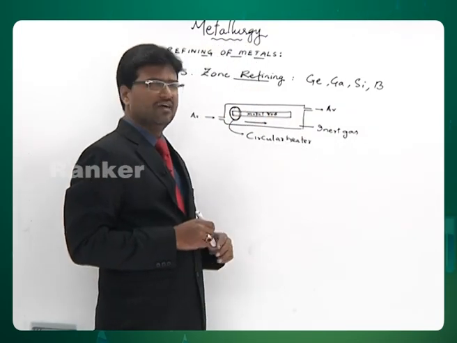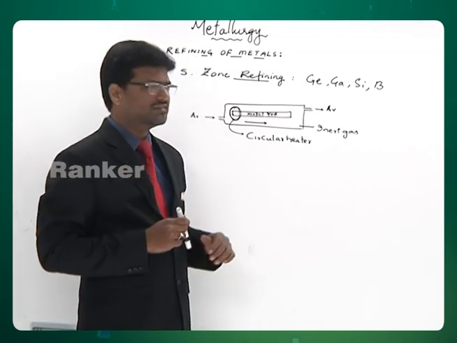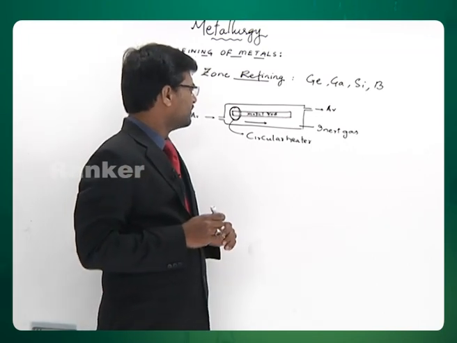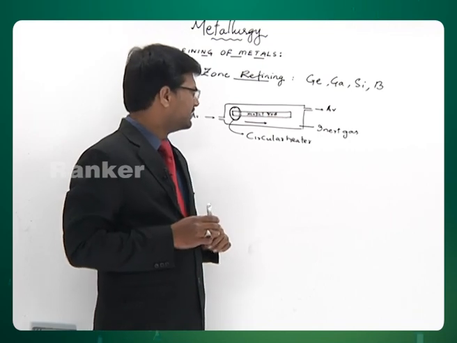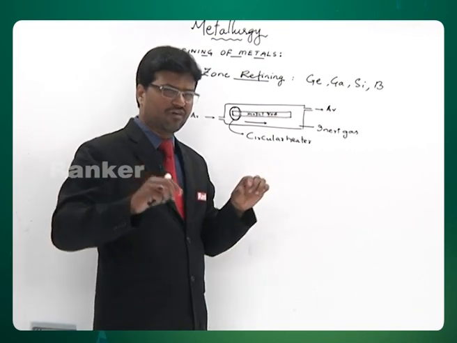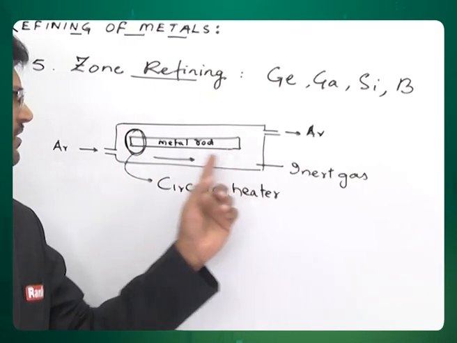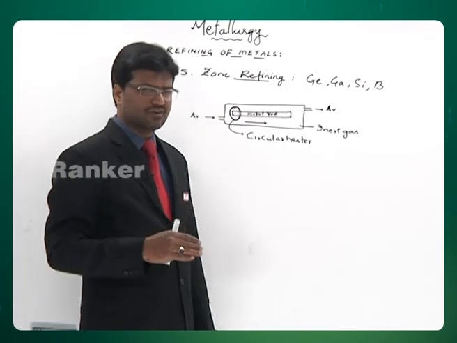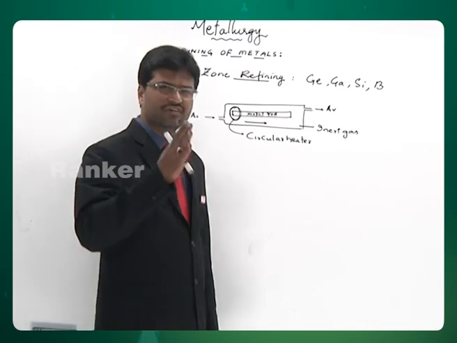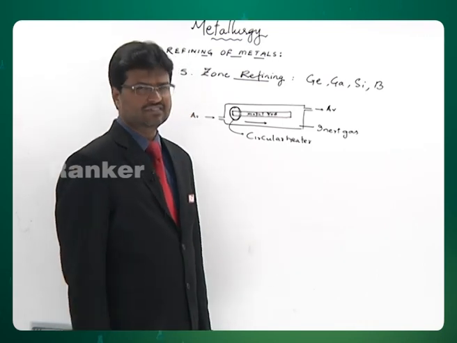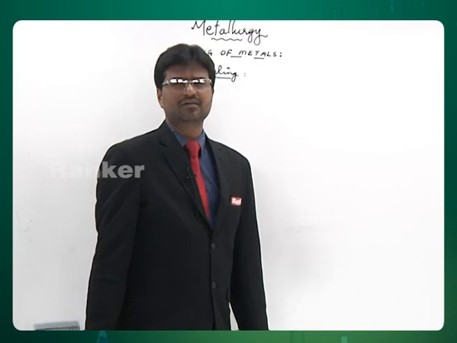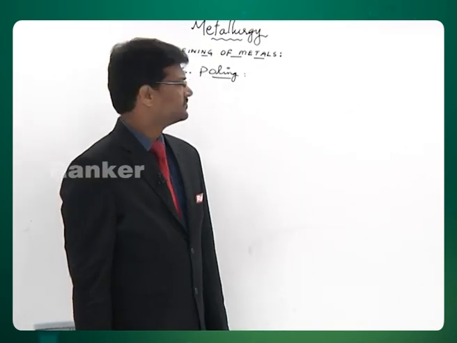So ultra pure substances, ultra pure metals are obtained by zone refining. In zone refining, we use a circular heater and the metal is made into a rod and the circular heater is run across the length of the rod several times. All the impurities are driven to one end and it is discarded. Let's discuss the next method of purification, poling.